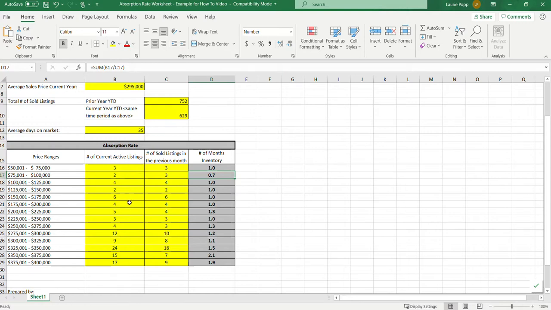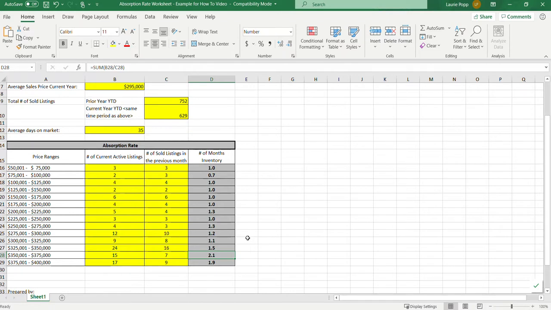Now here's an interesting fact, and this is something that I like to show my clients. As we go further up in the price ranges, we start to see that the months of inventory is increasing. In fact, in the $350,000 to $375,000 range, we're actually a little over 2 months of inventory. Now, of course, that's still a fast-paced market, but again, it gives you an idea of the talk track that you're going to have.